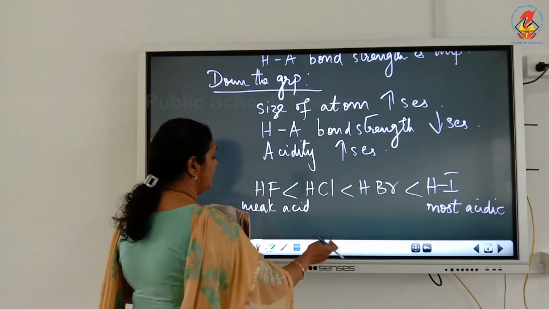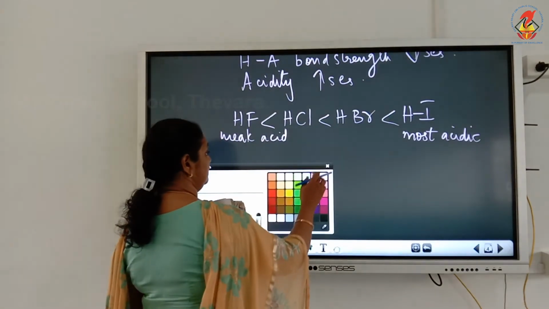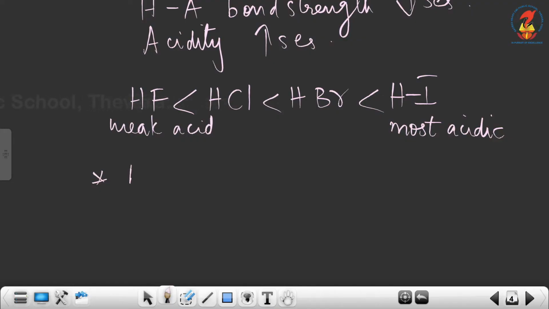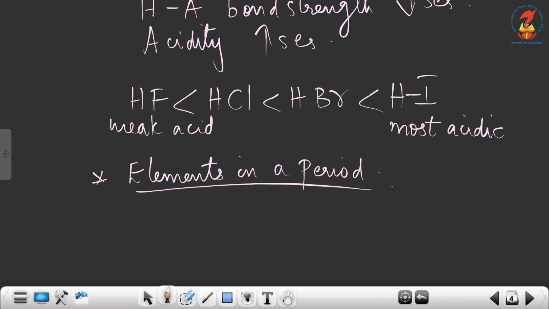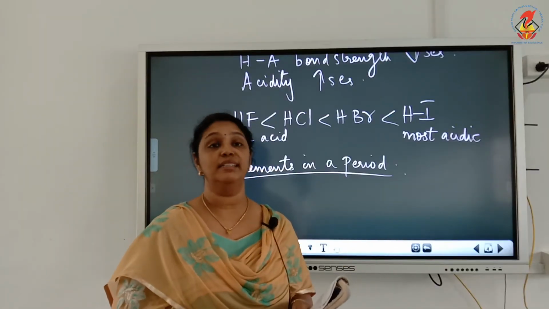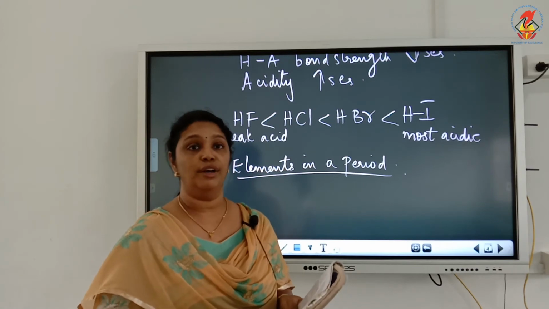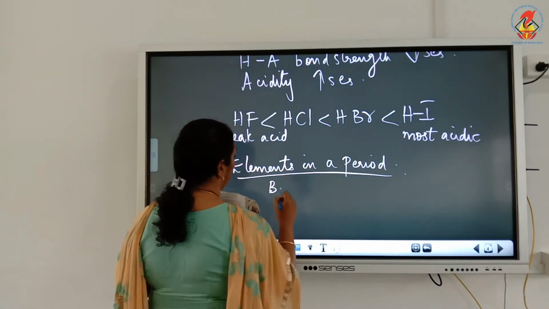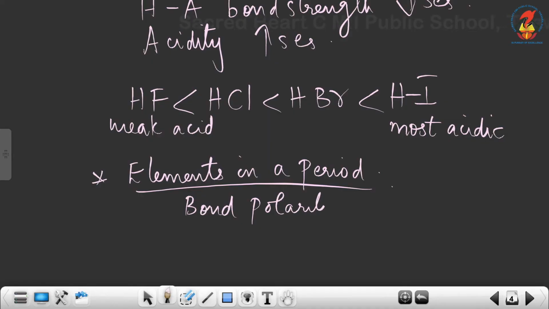Now next, when we consider elements in a period, here we have to consider the HA bond polarity instead of bond strength. So here bond polarity is important, because we know that when the electronegativity difference increases, strength of the acid increases.